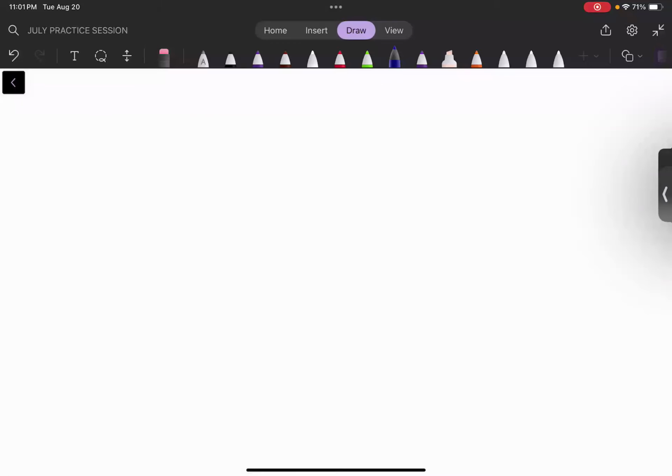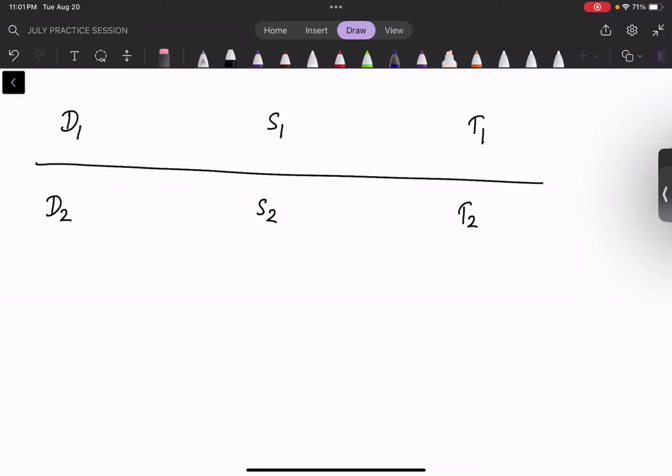My dear, just like in time and work, we have taken different situations. Here also I will take different situations. Here, if you understand, there are three values: distance, speed, and time. Suppose in one situation, distance is d1, speed s1, time t1. In the second case, distance d2, speed s2, time t2. So two situations I have taken, in which distance, speed, and time have different values.